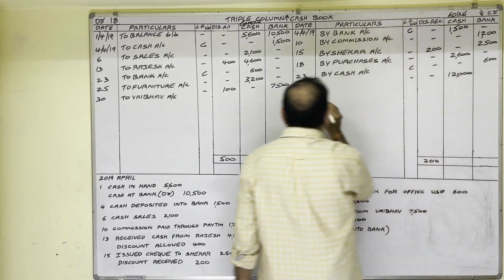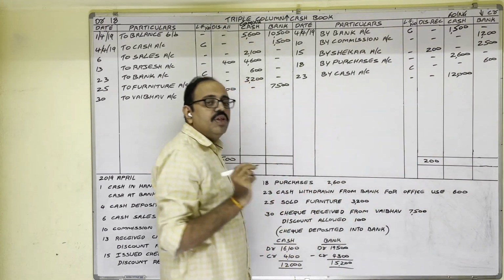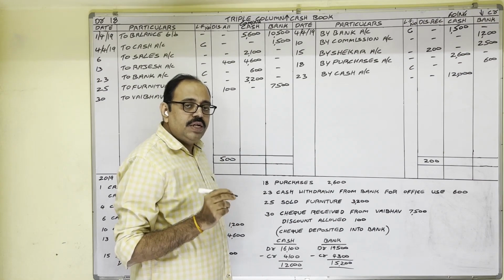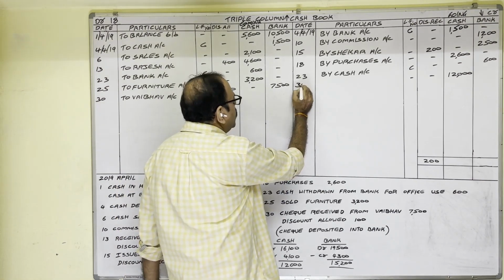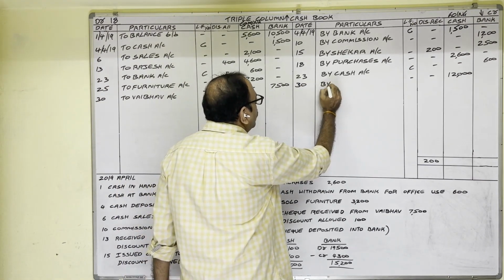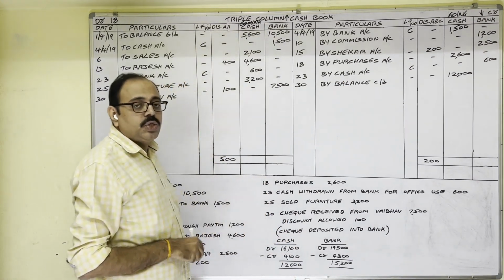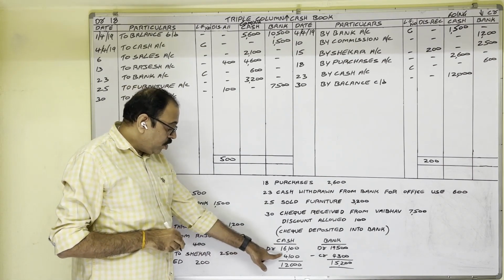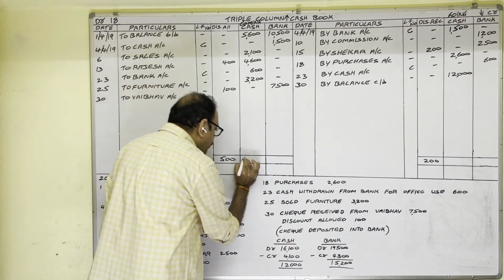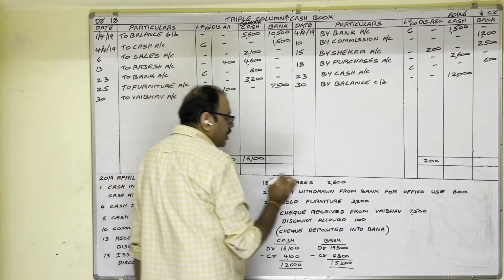For this, what to write? Date is the last date of the month. In April month the last date is 30, no? For the answer we have to write by balance carried down. Two sides total, the highest total. Debit total is more, 16,100, on the debit side and the credit side.